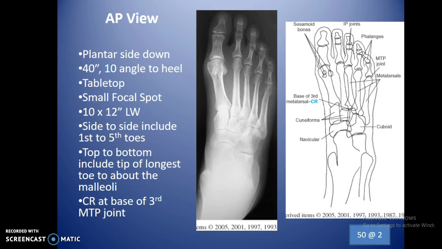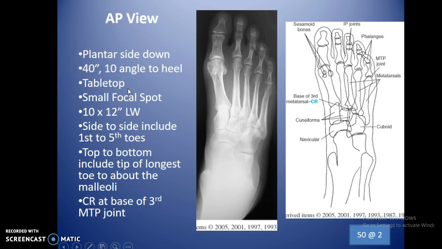The first view is going to be your AP view of the foot. Plantar side is going to be down. This is going to be at 40 inches. We're going to do a 10-degree angle to the heel. I'm not going to really expect you to adjust 2 inches down to give you a 38-inch SID. I think we'll just stick with 40 inches for this.